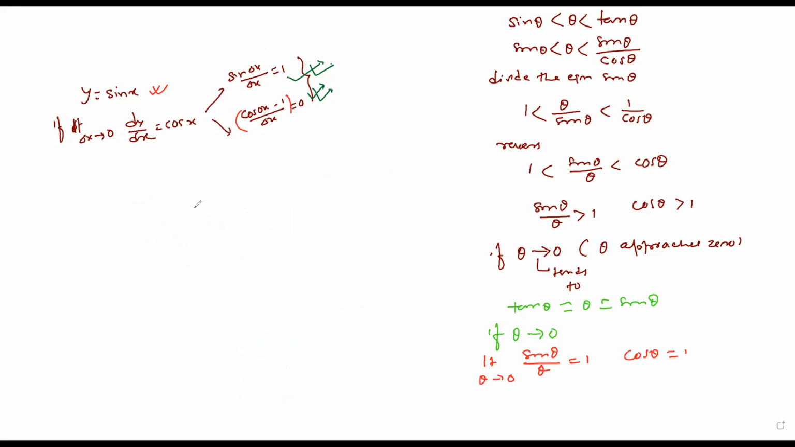Okay, so let's see how we can solve it. Now sin theta by theta equal to 1, cos theta equal to 1. This is clear. Now let's see, say theta tends to 0, 1 minus cos theta by theta will be what? Okay, so if we put the value of theta equal to 0, it becomes 1 minus 1 by 0. So it will be a 0 by 0 condition, which is not acceptable. So this is not the proof.